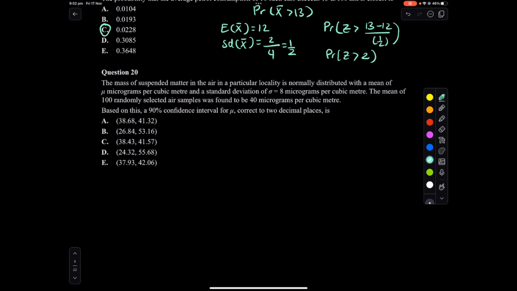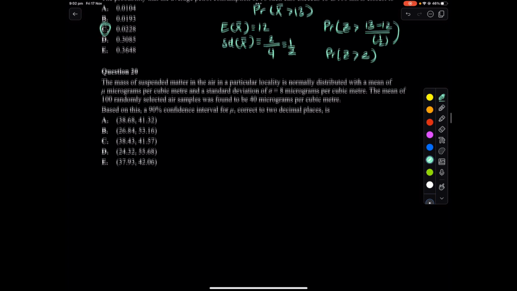The mass of suspended matter in the air in a particular locality is normally distributed with a mean of this per cubic meter and a standard deviation of 8 micrograms per cubic meter. The mean of 100 randomly selected air samples was found to be 40 micrograms per cubic meter. Based on the 90% confidence interval, what is it?